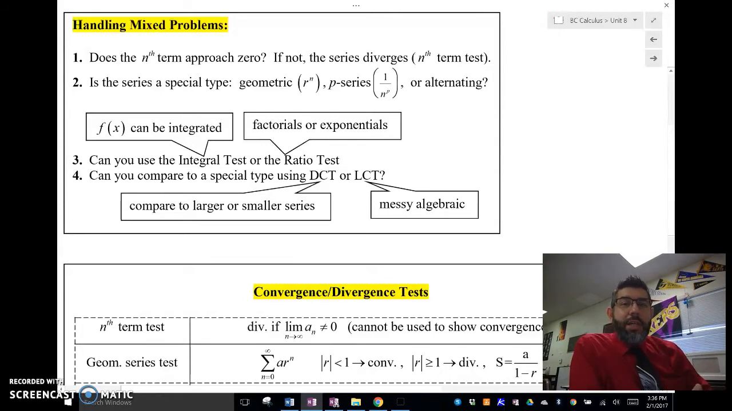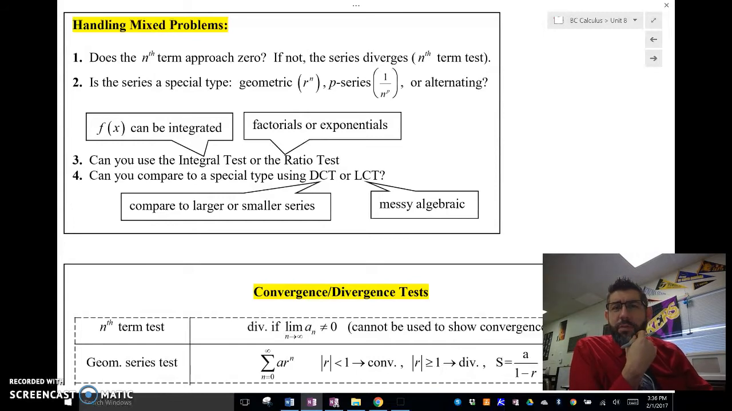First, does the nth term approach 0? Now, if it does, then we don't know. We're going to have to use a different test. But if it doesn't, if the nth term does not equal 0, and we can see that right away, then we know that the series is going to diverge by the nth term test. So you always try that nth term test first.